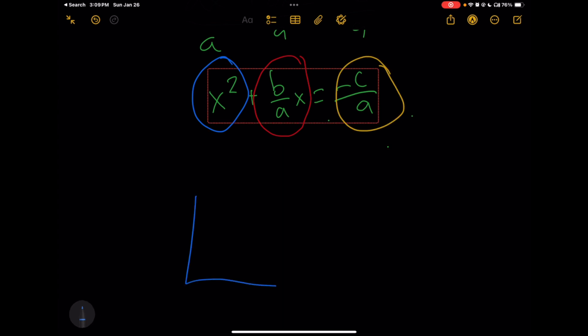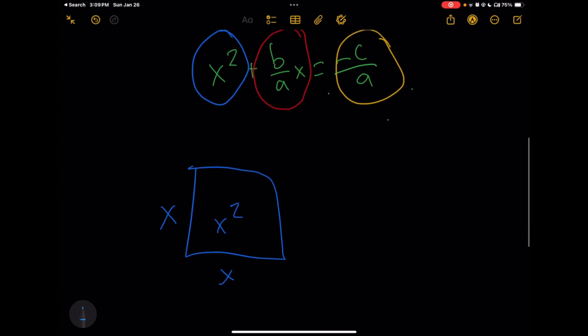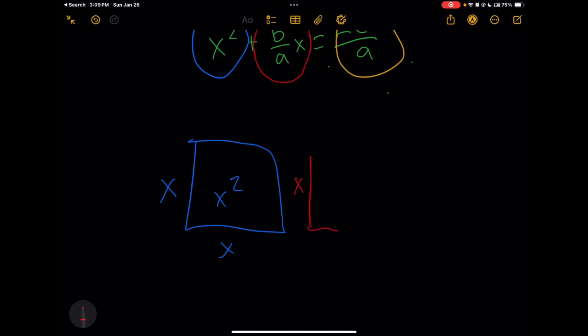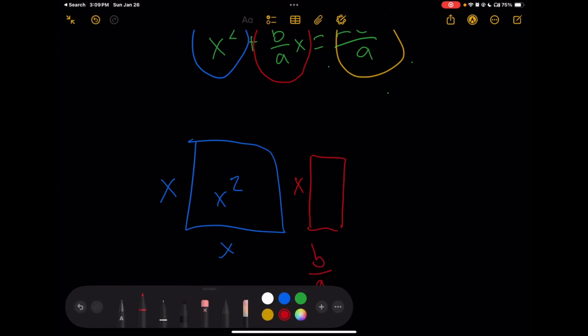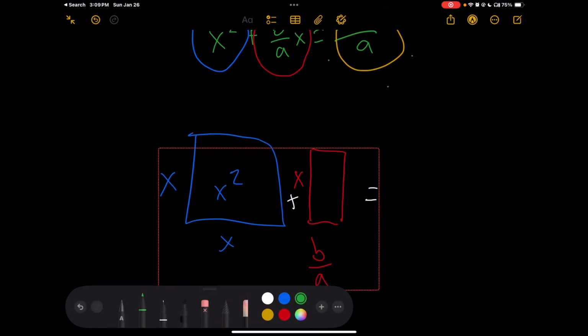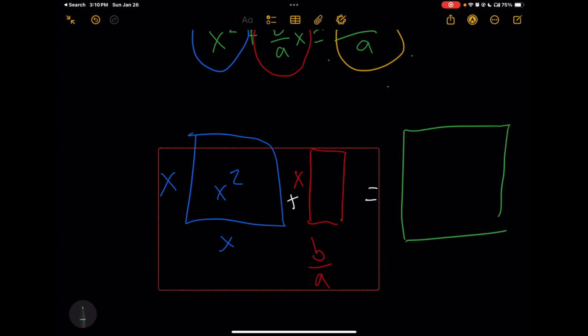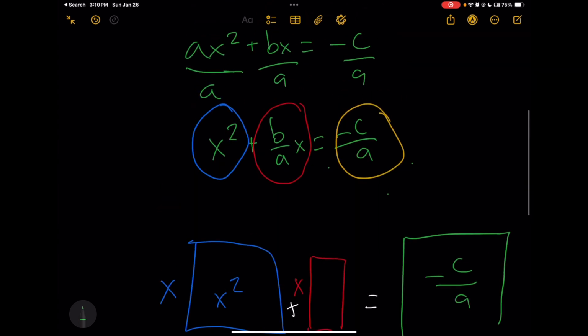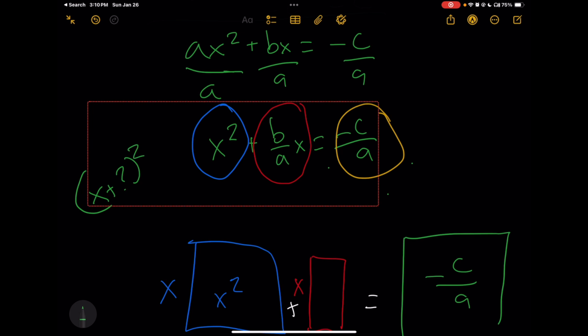So what we have is a square, the side length of x, so the inside is x squared. And then we have a rectangle with side lengths of x and b over a, right? And so these two added up equals some random shape with the area of negative c over a. So what we can do is, we're going to try to get this into a perfect square trinomial, so that we can get it into like x plus something squared, right?